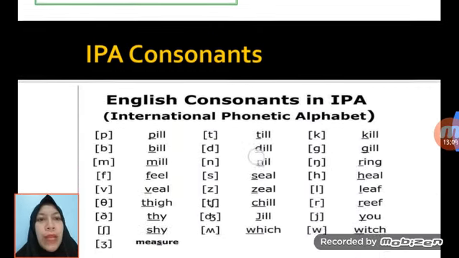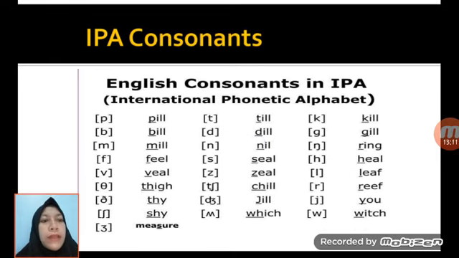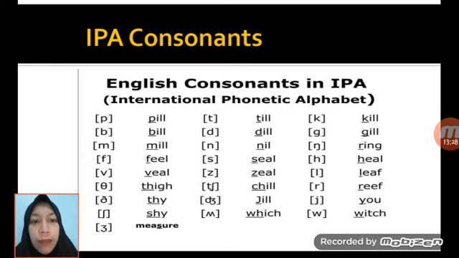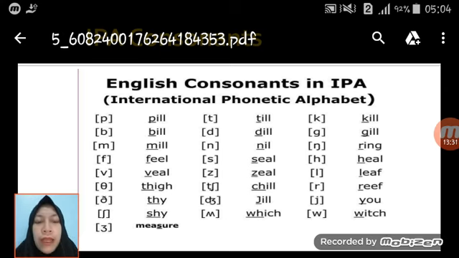Okay. Meanwhile, IPA for consonants are almost similar with the ordinary alphabet, but there are some differences here, especially in the sounds here. This one is sound for the sounds th. Ini yang seperti bulat lingkaran ini dan ada garis tengah. Ini adalah untuk sounds th, ya, untuk the. Meanwhile yang seperti ini adalah untuk yang for example sing. Jadi yang seperti ng ini direpresentasikan dengan simbol seperti ini.